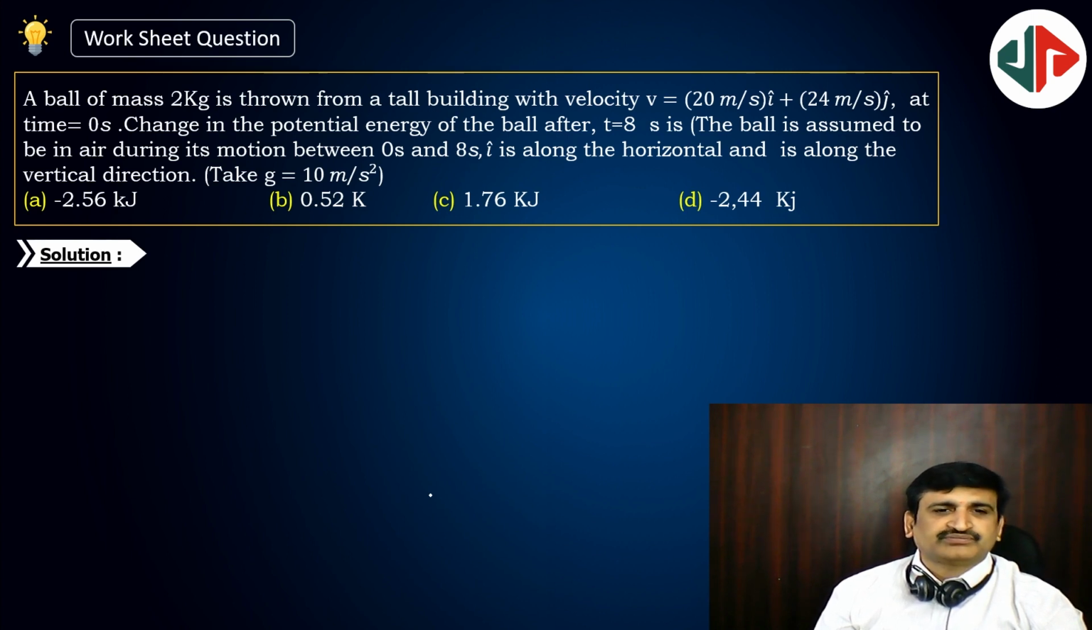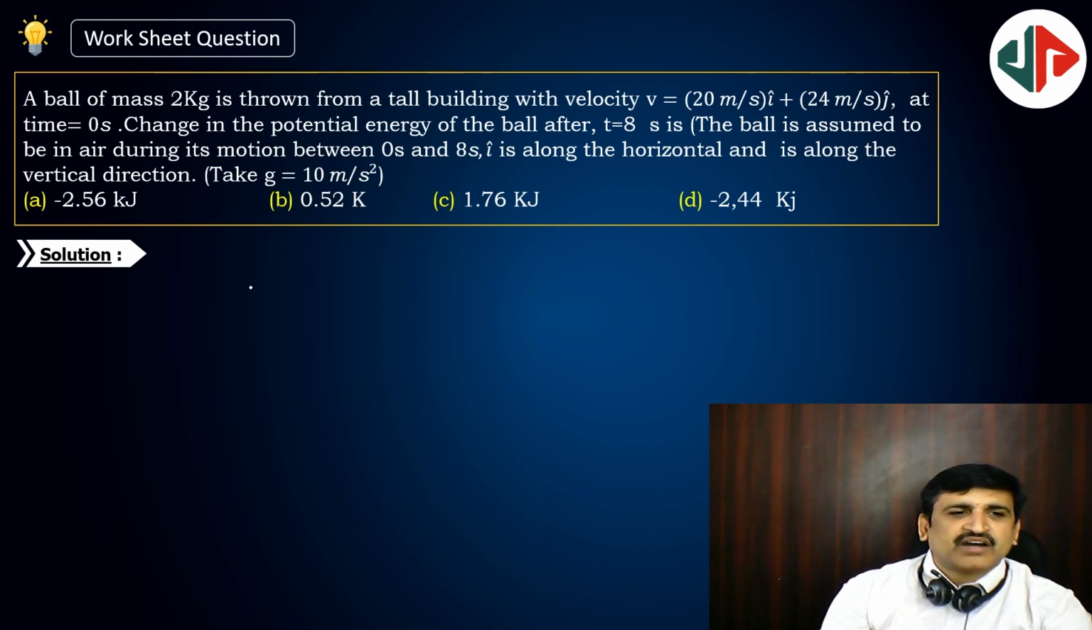A ball of mass 2 kg is thrown from a tall building. It is not on the ground. Thrown from a tall building. So if you can find out the net displacement of the ball, then you can have that so-called change in potential energy. So net displacement of the ball you need to find out.